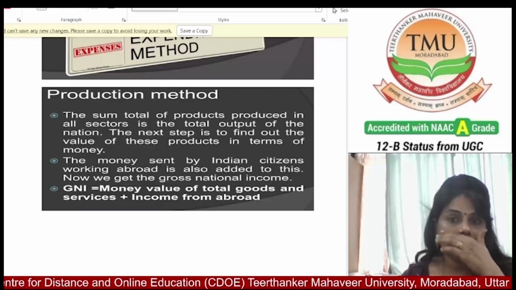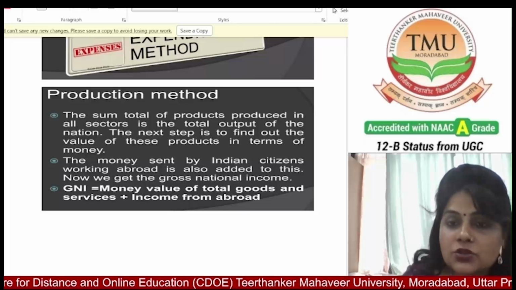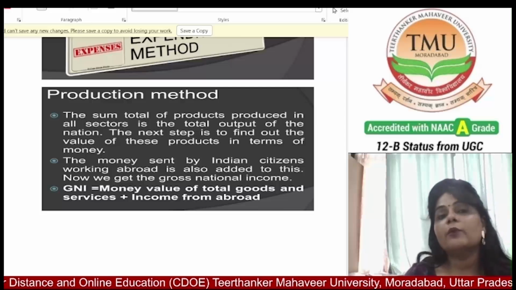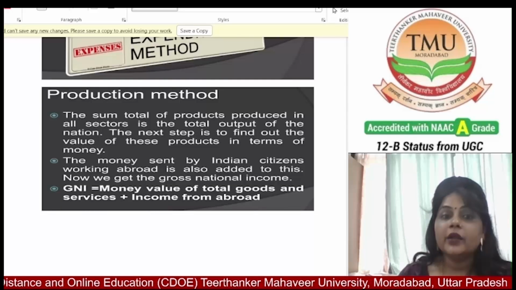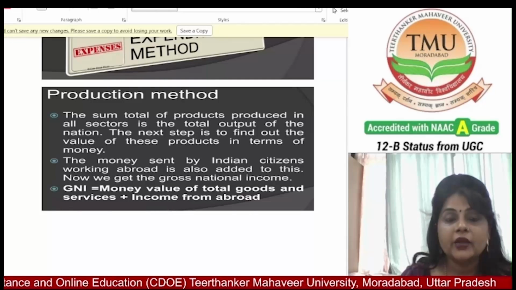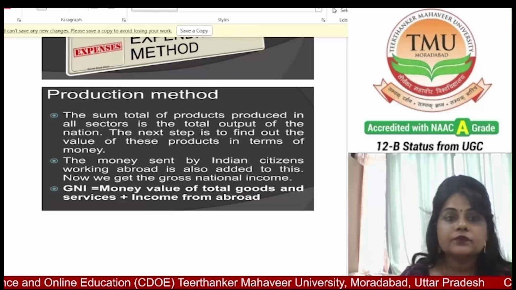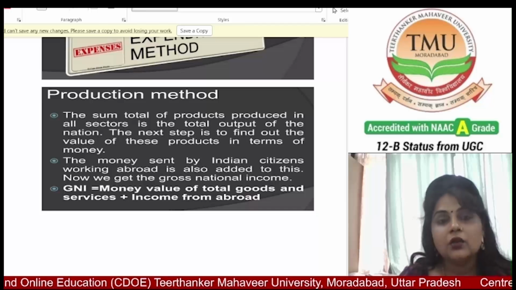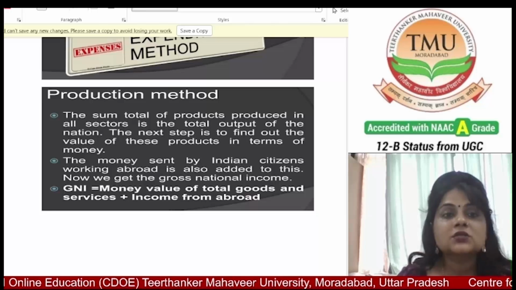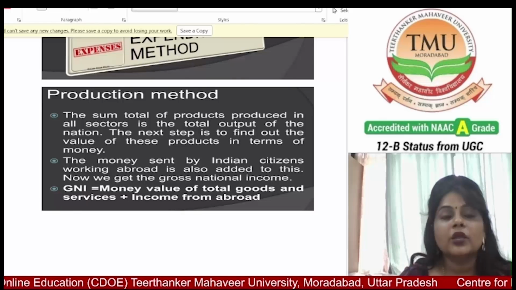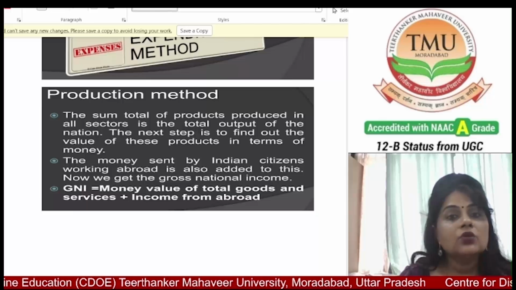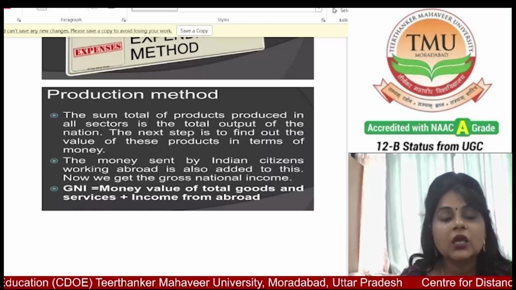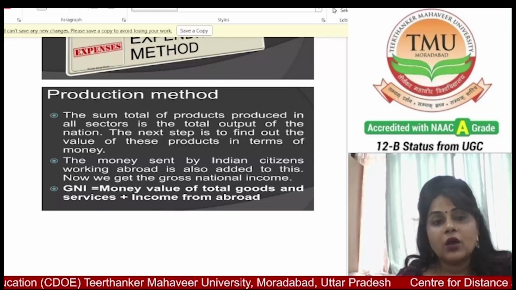So there are some precautions to take while calculating by the value added method. First of all, intermediate cost should not be added to national income, as the value of intermediate goods is already added to the value of final products. They should not be added to the national income. The inclusion of the value of intermediate goods again in national income will result in double counting.